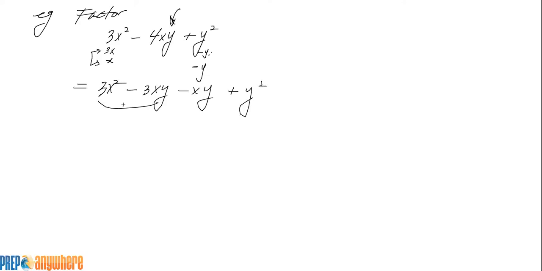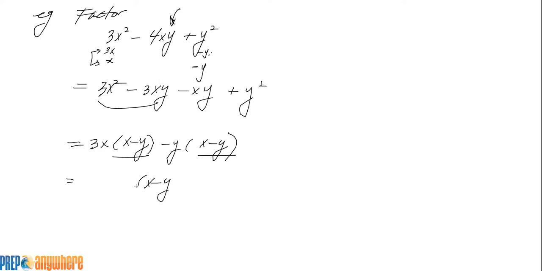Okay, group these two, because I could decompose the middle term. The common factor is 3x, you get x minus y. Here the common factor is minus y, so you get x minus y as well. Factor that out, and then you get 3x minus y.